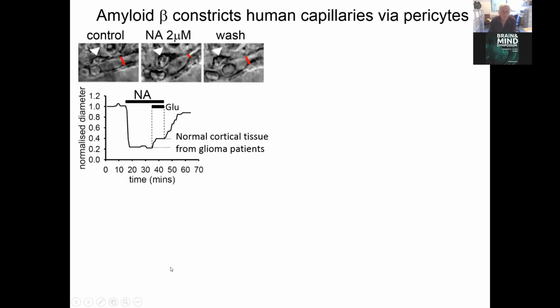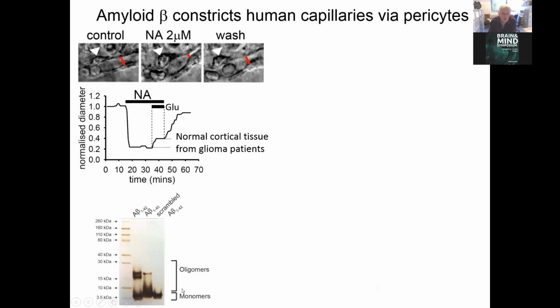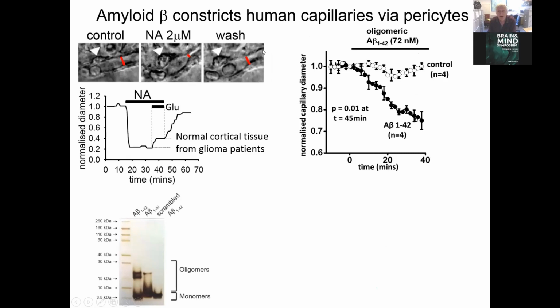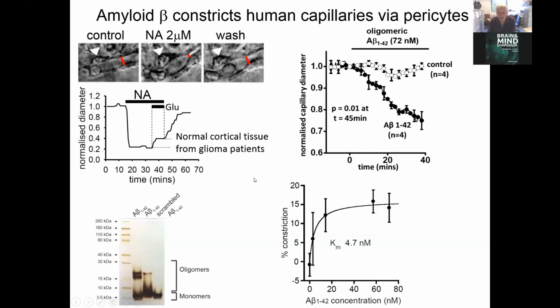So what's the mechanism? We went back to our human brain slices, and we made oligomers of amyloid beta, which are thought to be the toxic species. And when we apply them to these brain slices, they evoke a slow decrease of diameter. Now, of course, this is an hour-long experiment, whereas AD develops over decades. But nevertheless, this seems to be a potential explanation for what we see in the AD patients. And what's more, the EC50 for this effect is similar to the level of soluble A beta found in the brains of patients with Alzheimer's disease.